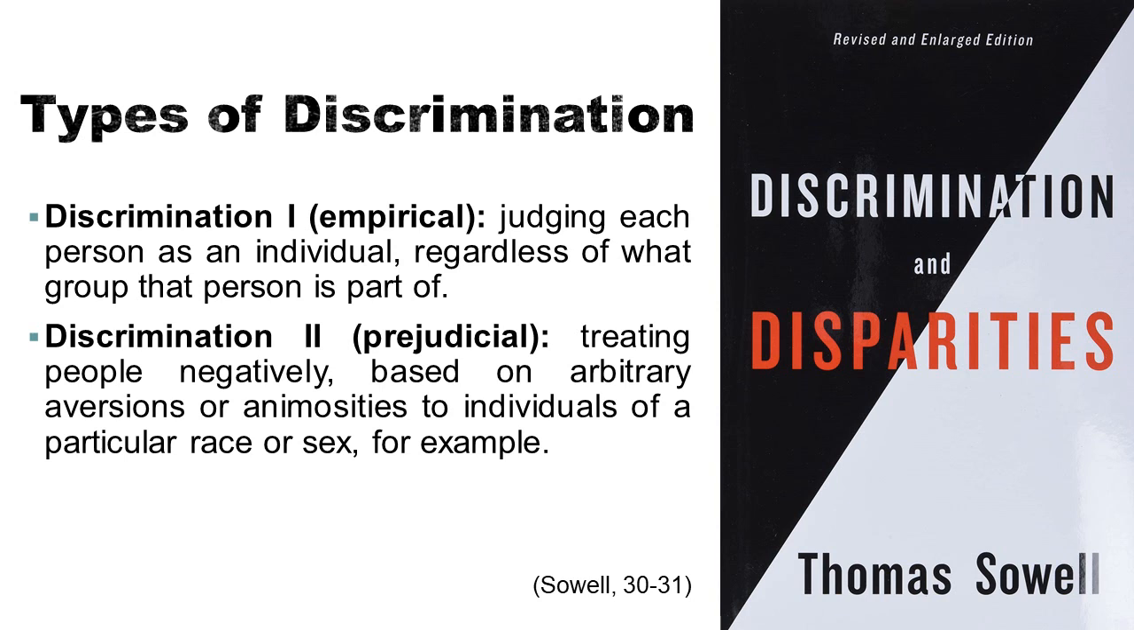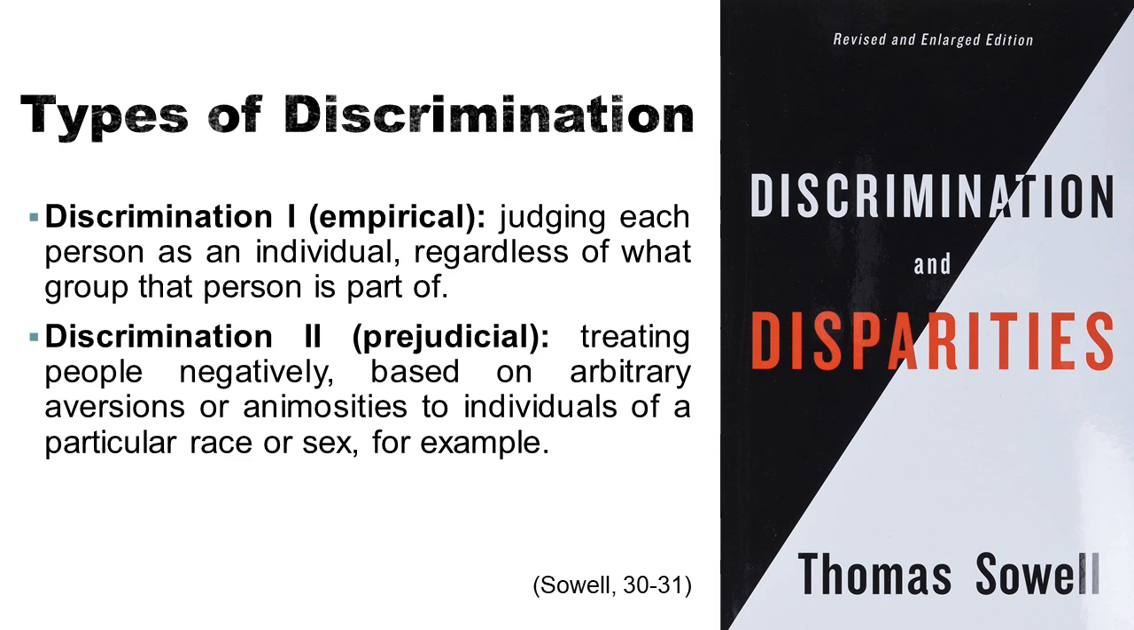However, it gets a little bit more complicated here because those are not the only two types of discrimination. Because it turns out that when it comes to discrimination 1, which we can say is the ideal, it's very costly to be able to discriminate on the basis of a person as an individual. Because you have to know that person as an individual. You have to know their character. And you're not going to know a person's character immediately.